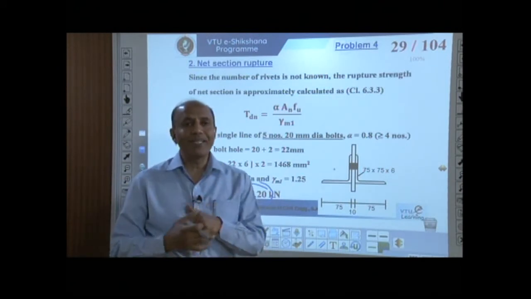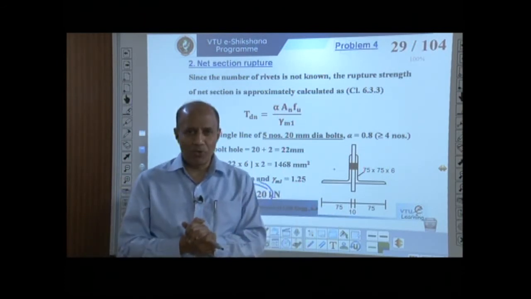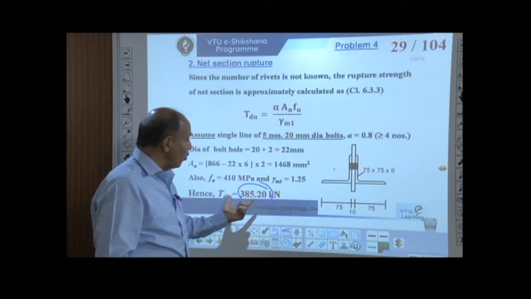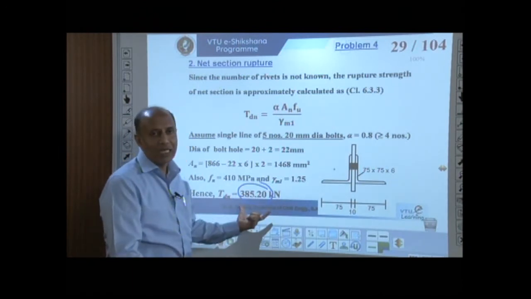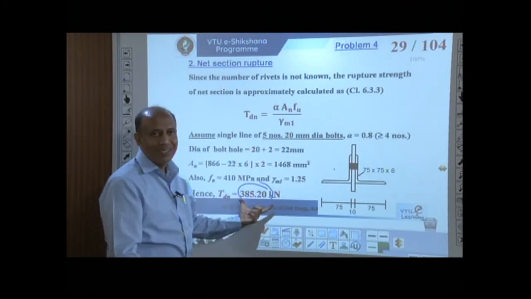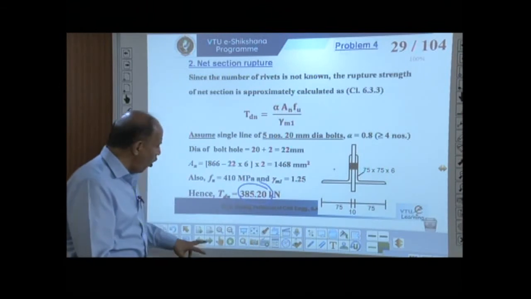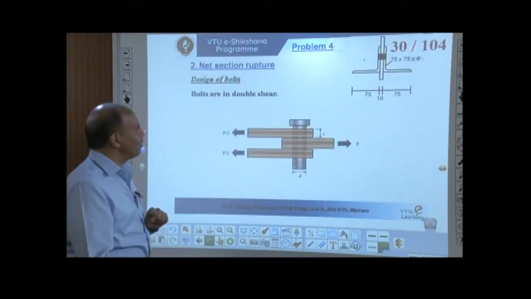Now, the most important thing that we are now trying to talk about is designing the bolts. So that means I know what the capacity is, correct? This, due to net rupture, is the force that the particular connection should have. Now, the next part is how many bolts are required to take up this particular value.